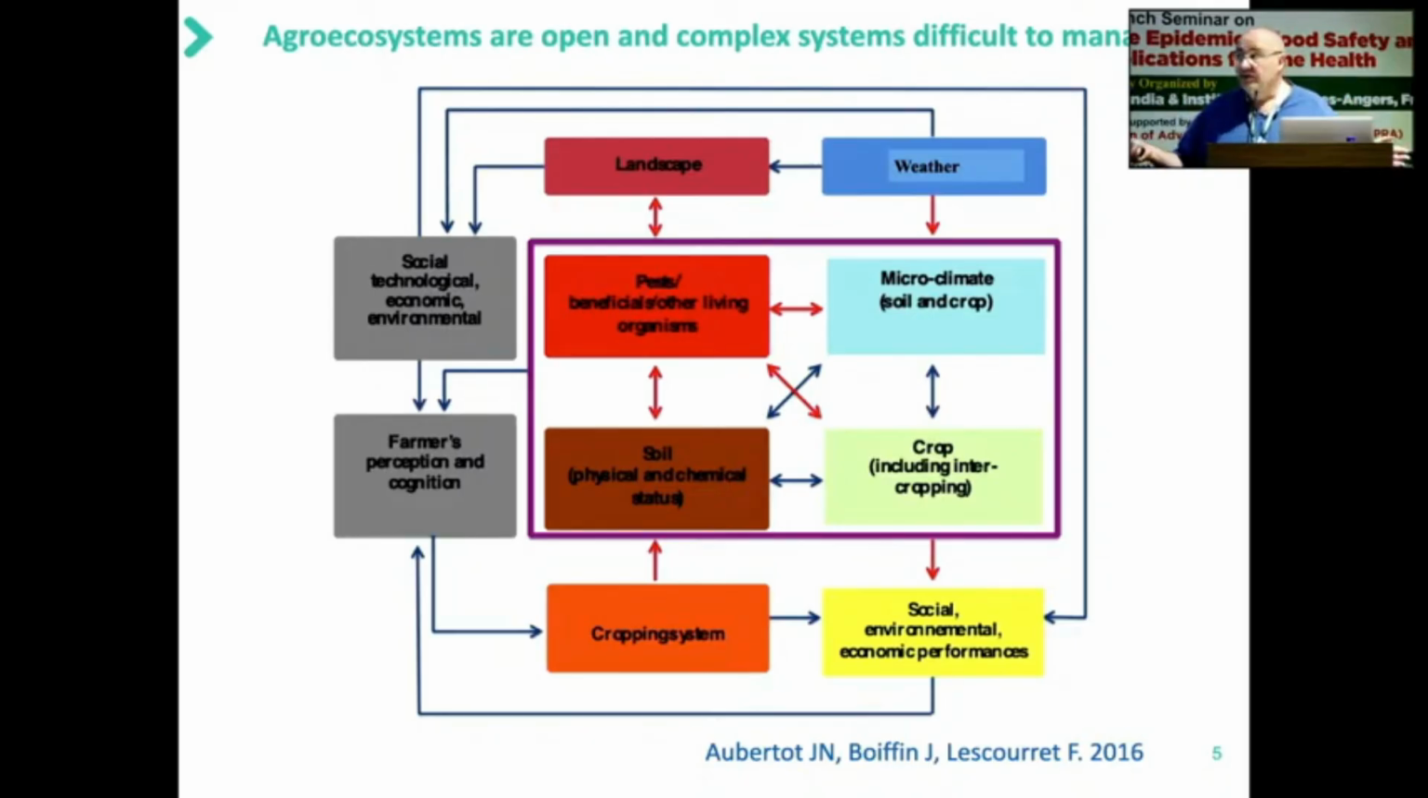So it's a very simplified representation of what's going on in an agroecosystem, but you can see that there are many arrows, many boxes, and so on. And models can help handle high level of complexity.